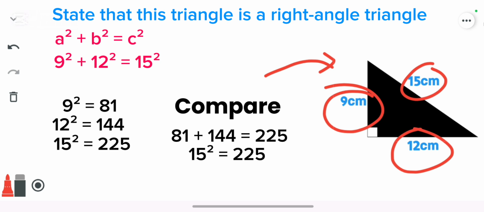So let's see. So there we go. We have 81 plus 144 is equal to 225, and 15 squared is indeed 225. So what does that mean? It definitely satisfies the Pythagorean equation. So yes, this triangle here is a right angle triangle.